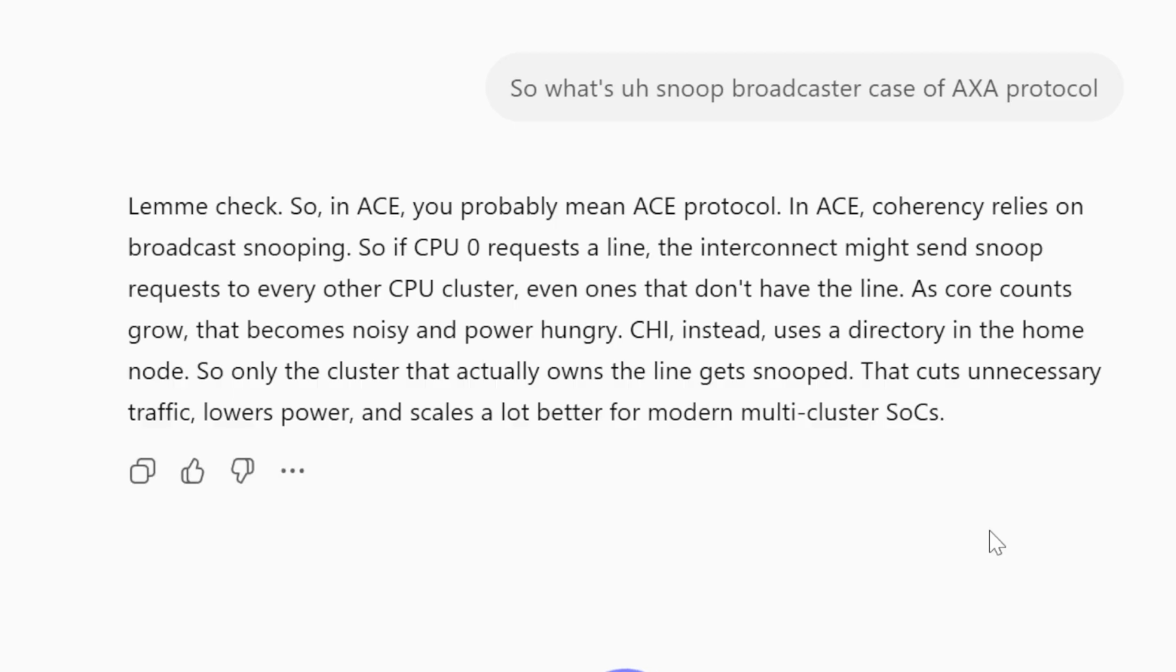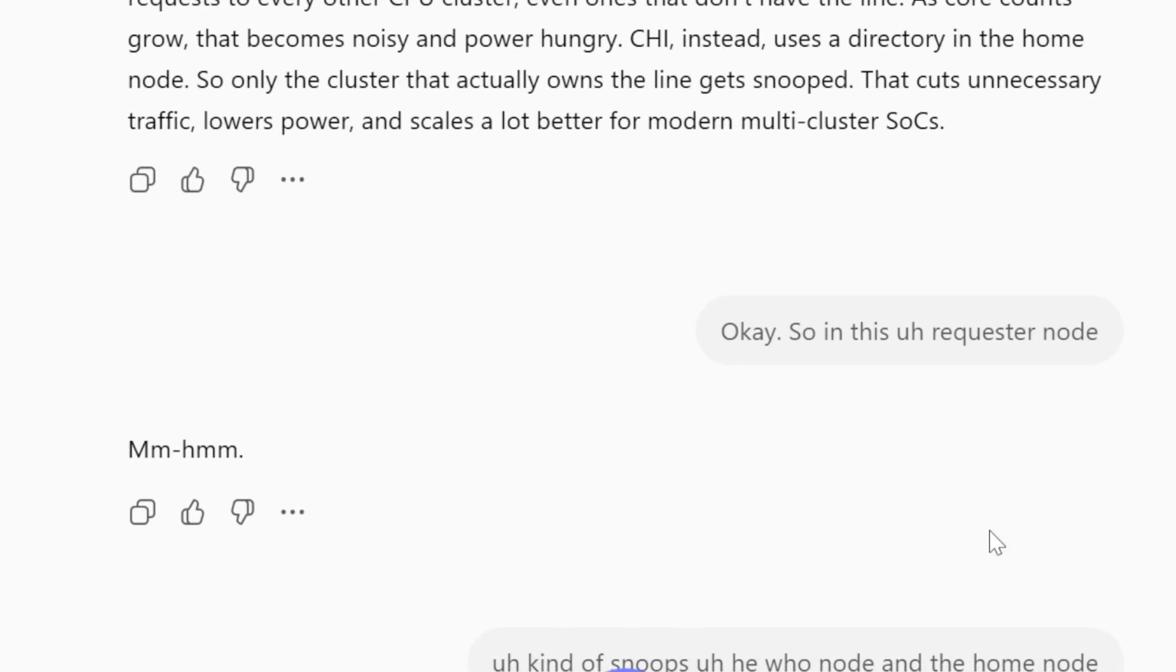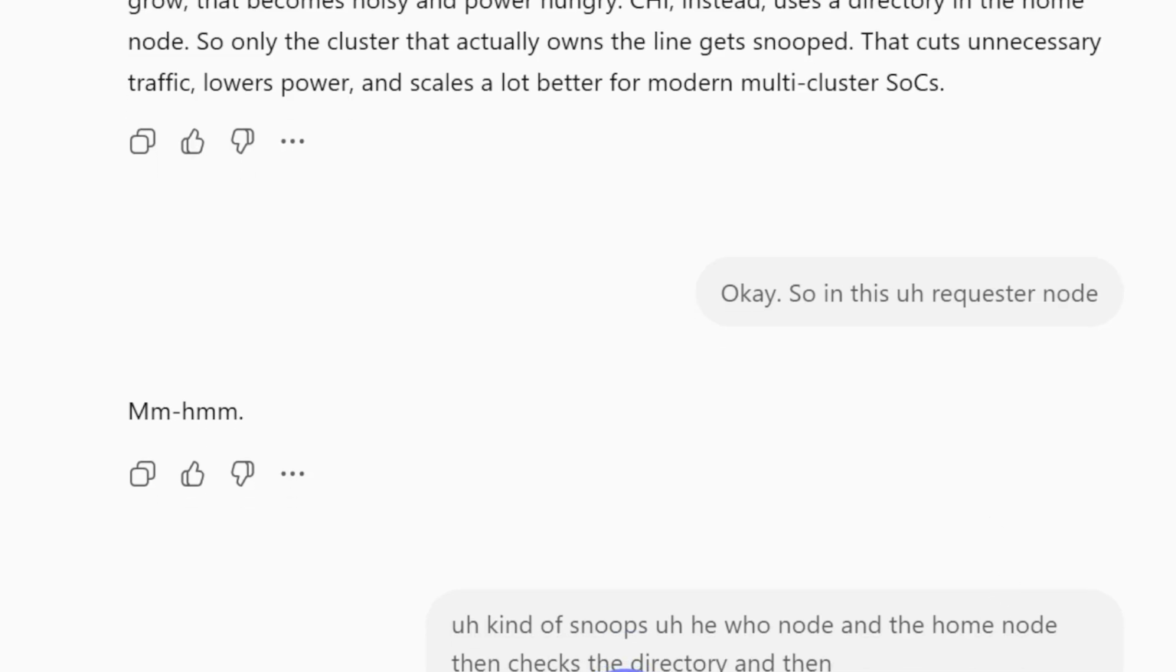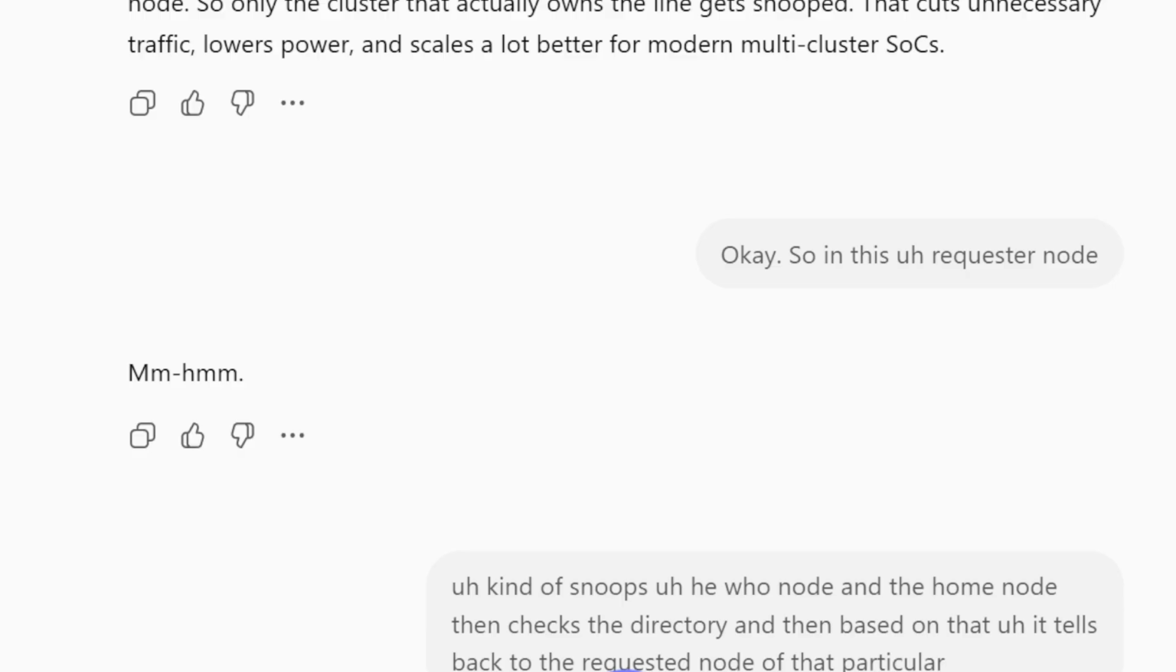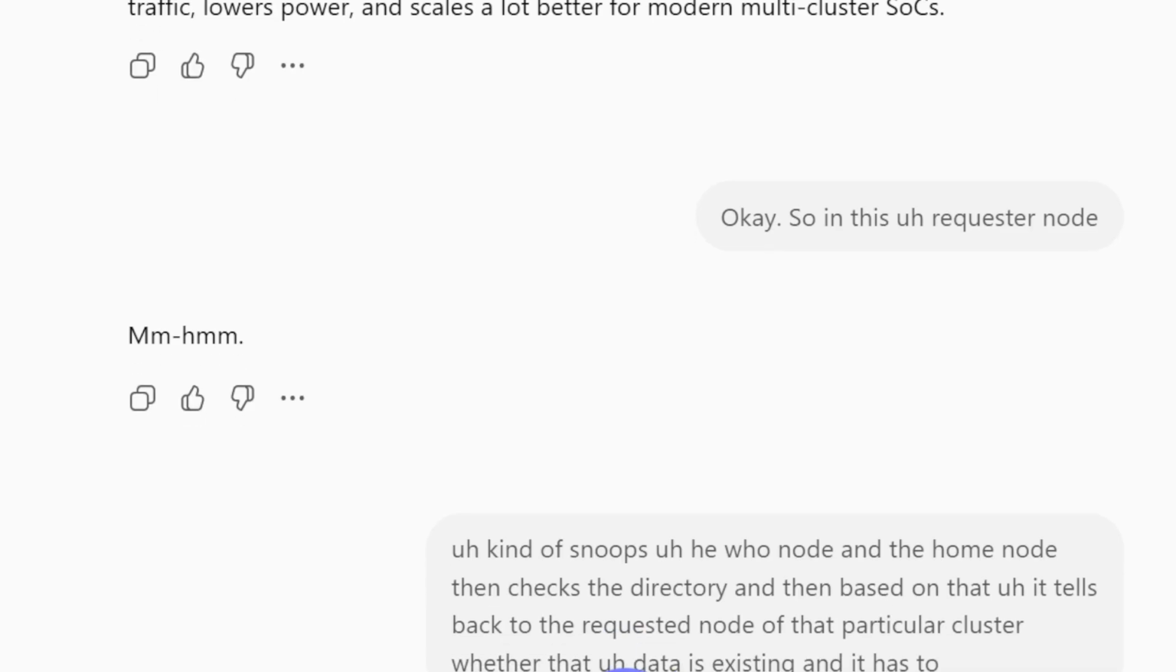So this request node kind of snoops the node, and the home node then checks the directory, and then based on that, it tells back to the request node of that particular cluster whether that data is existing and it has to be changed or not. Is that correct?